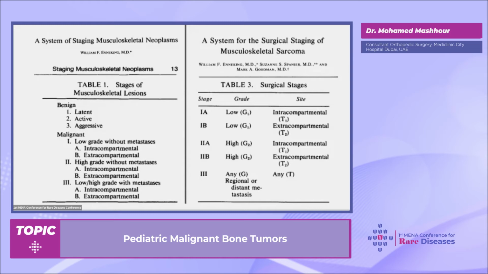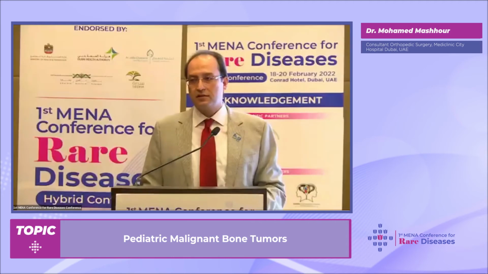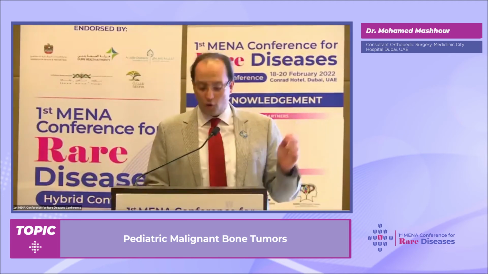So chondrosarcoma is low grade, type 1, intracompartmental A, or extracompartmental B. Osteosarcoma is a high grade malignant tumor, so it will be 2, either A or B. By the way, in 26 years of practice, I have never seen type A osteosarcoma, intraosseous. I have never seen it. Always presenting with an extraosseous extension. Okay. Type 3, it's either A or B, but with a distant metastasis. So it's high grade or low grade with distant metastasis.